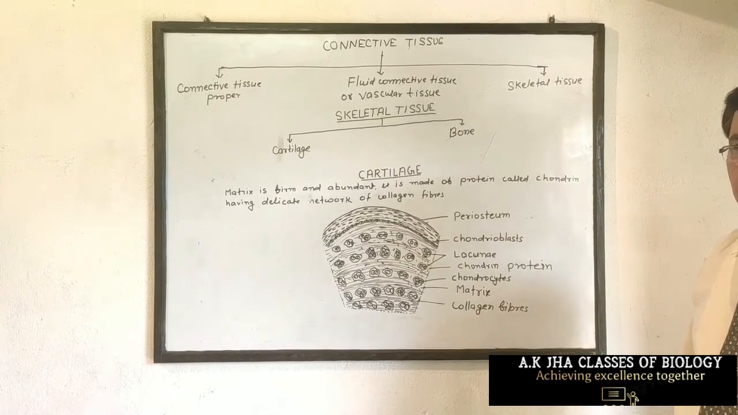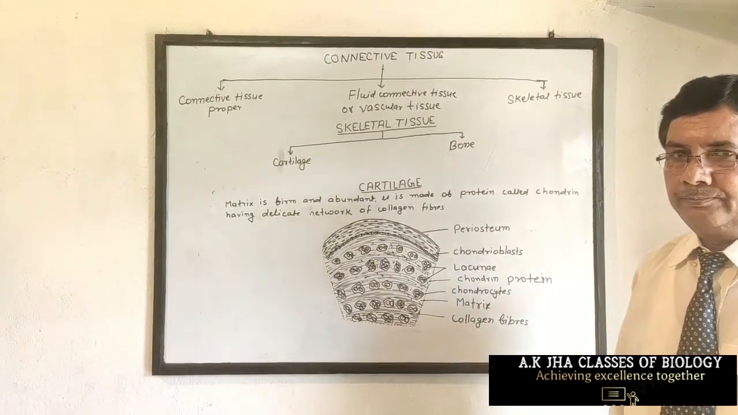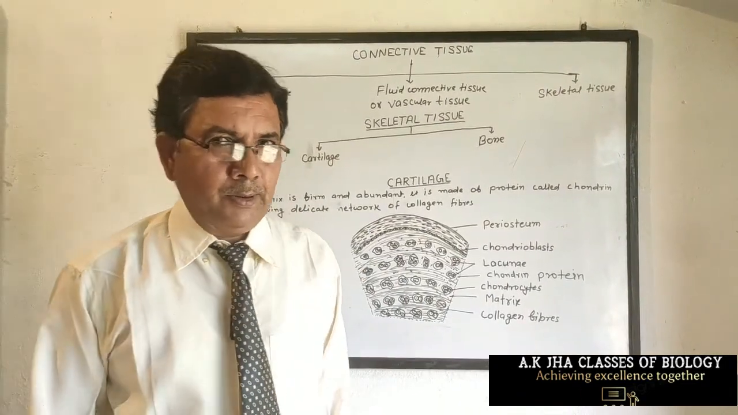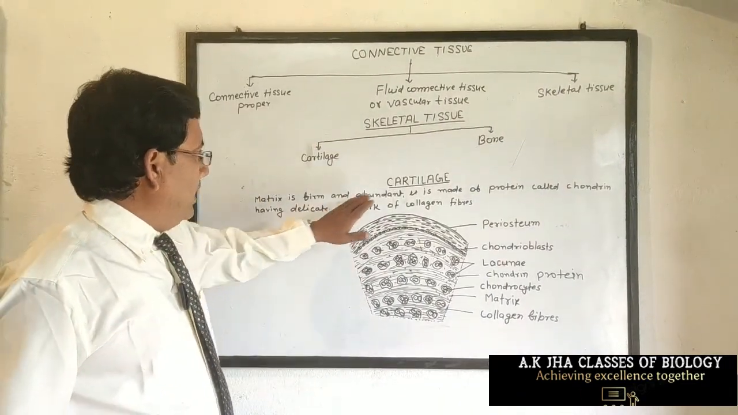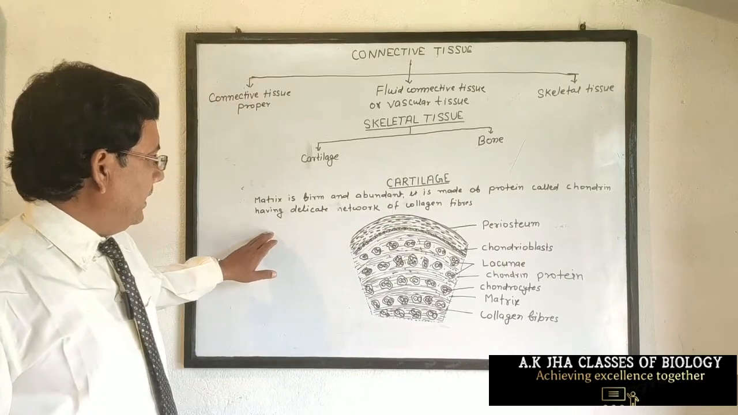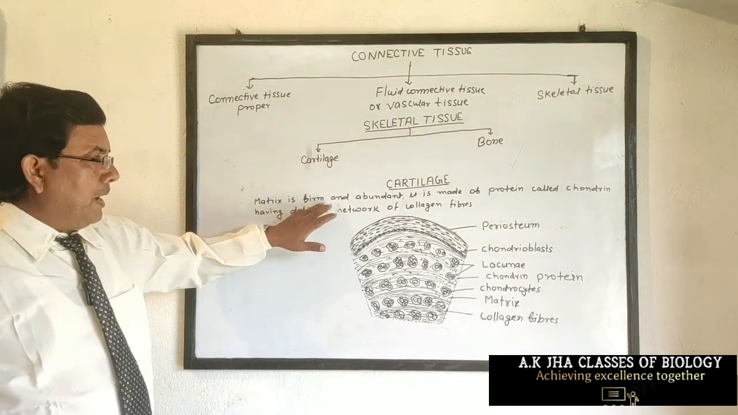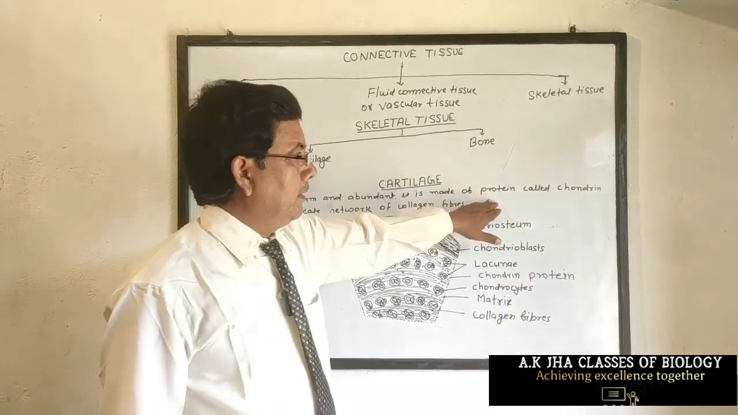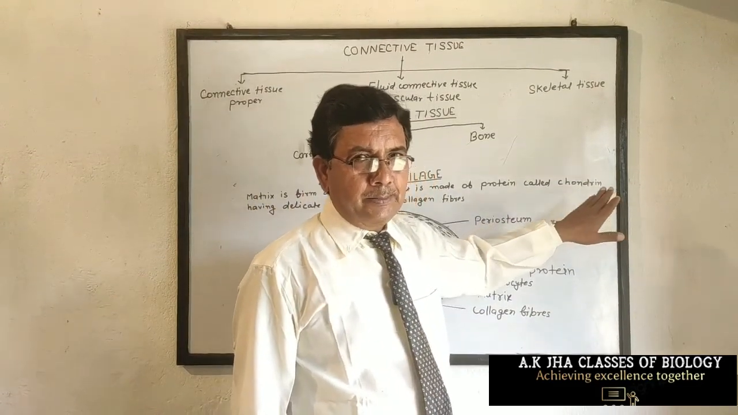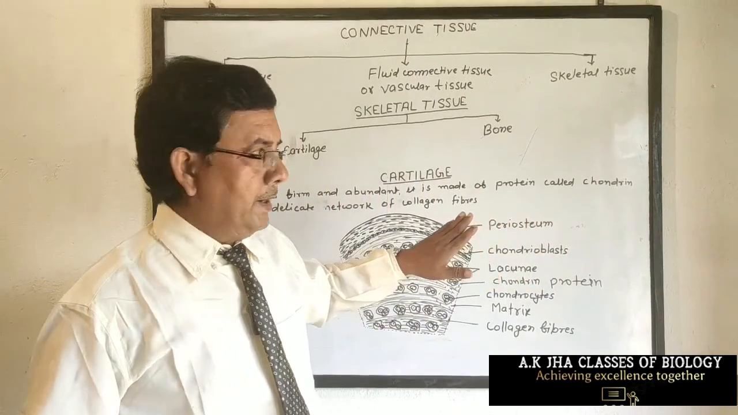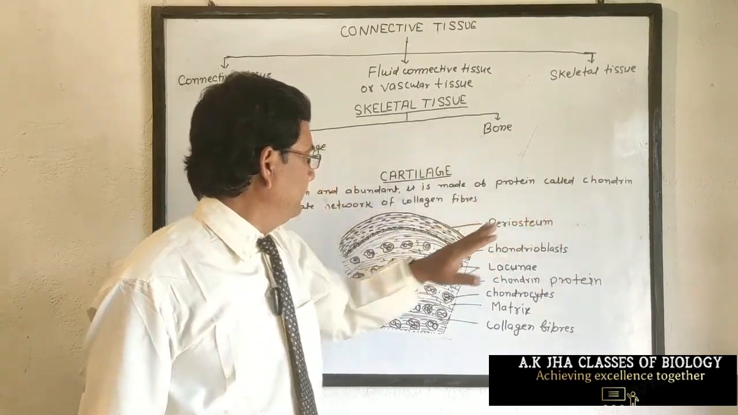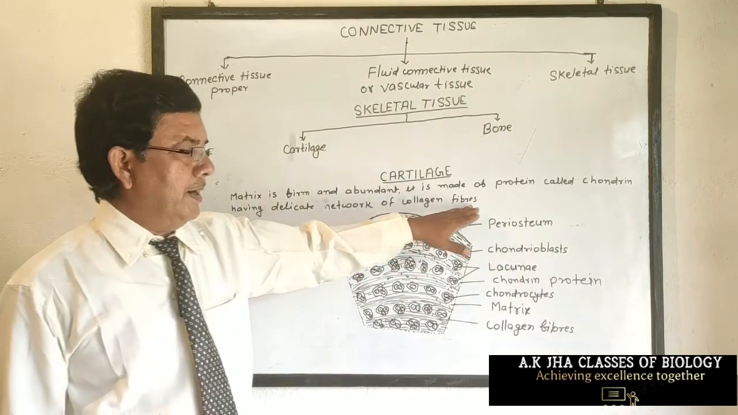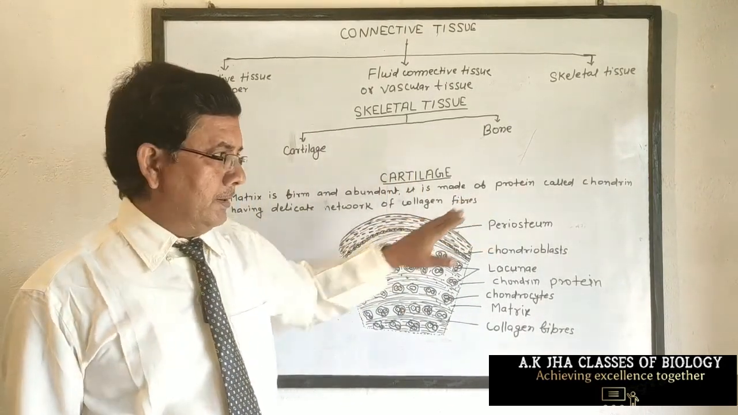Cartilage is elastic in nature. It is mainly flexible, and the flexibility is due to its matrix. The matrix is firm and abundant. It is made up of a protein called chondrin. Its matrix contains a protein called chondrin and a delicate network of fibers called collagen fibers.